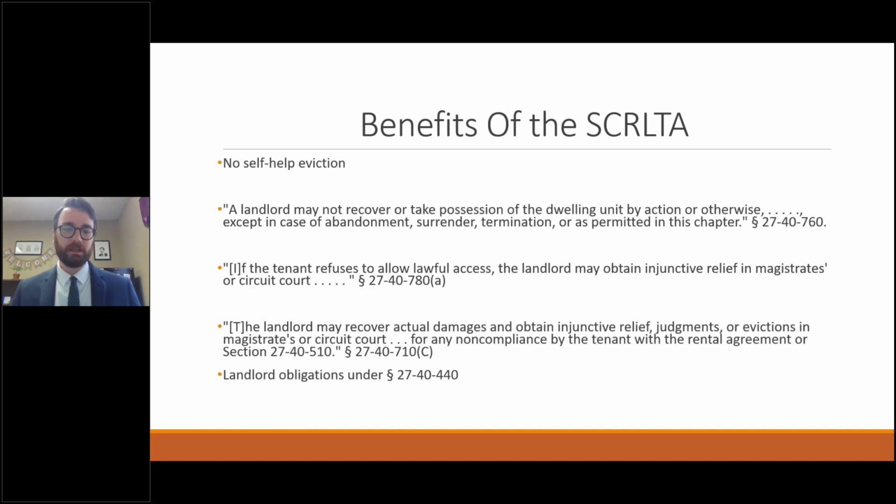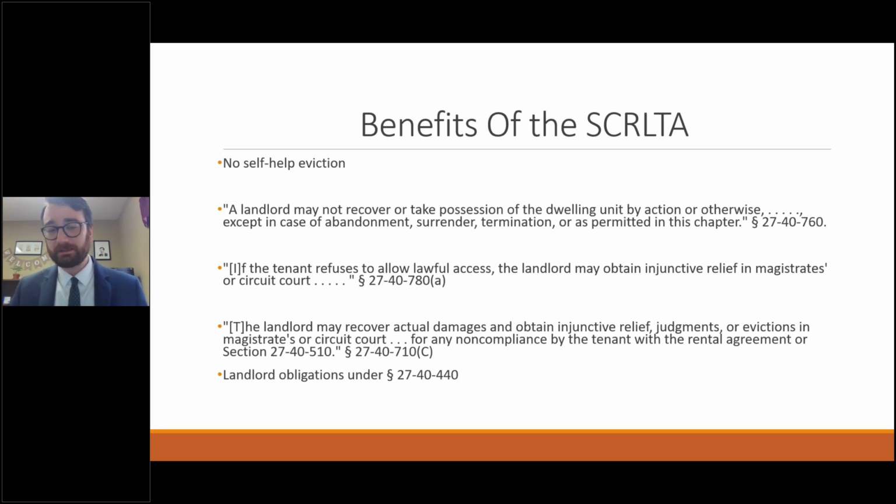And so if the tenant refuses to allow lawful access, the landlord may obtain an injunction. So they have a remedy through the court, and they can obtain damages and those things. But a landlord cannot just choose to lock someone out without a court order. So the court can give a remedy to the landlord, but the landlord can't just take things into their own hands. They owe a tenant somewhere to stay.